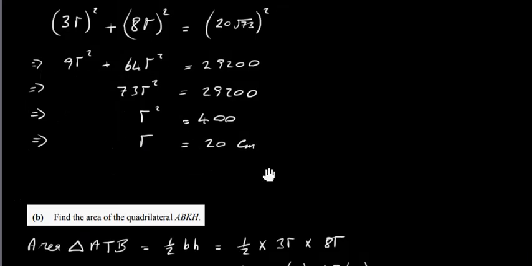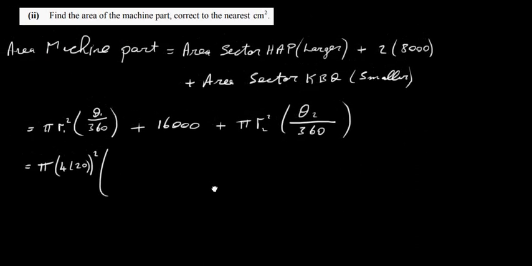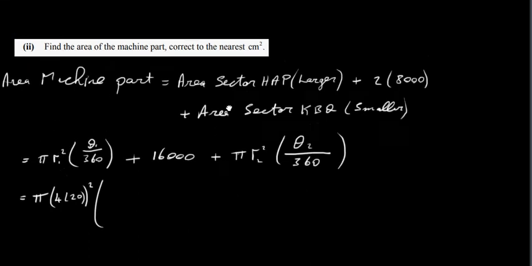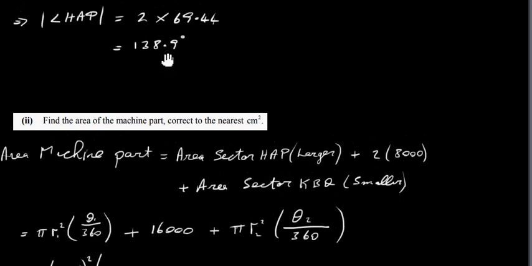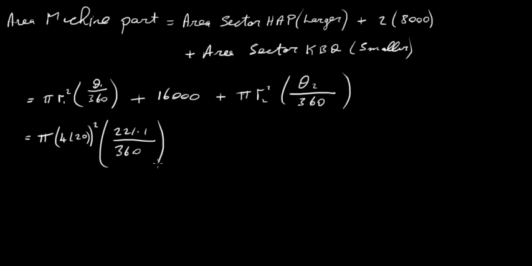Okay, so let me write all this down again. So we want the area of the larger part of the sector in the large circle, the circle on the left. Now what angle was that? Well, the angle we worked out was 138.9 degrees. We've got to take that away from 360 degrees because remember we want the larger sector. So that's going to be 221.1 degrees. That's over 360. We're going to add 16,000 here again.